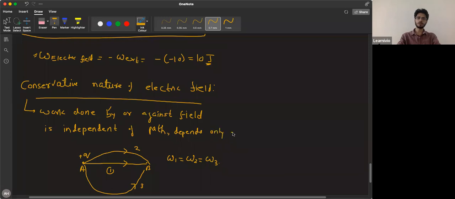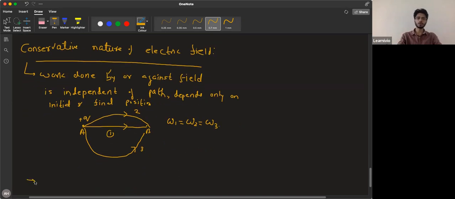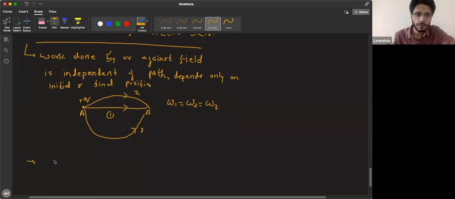It depends only on the initial and final position. This is the conservative field: work done is independent of path, and depends only on the initial position and the final position. Now, if I take a closed path, work done in carrying a charge along a closed path.